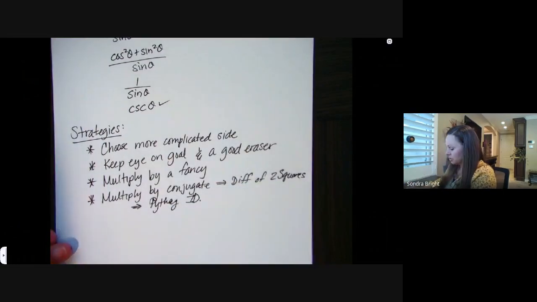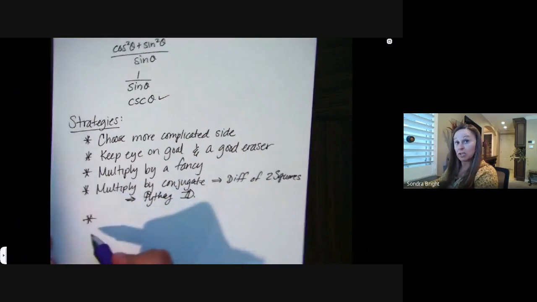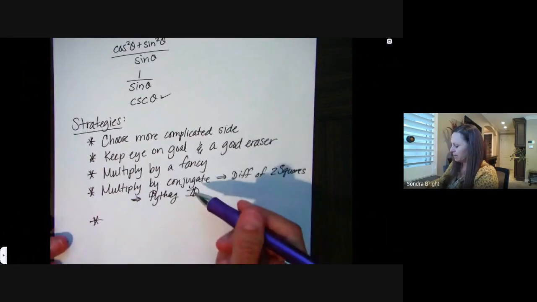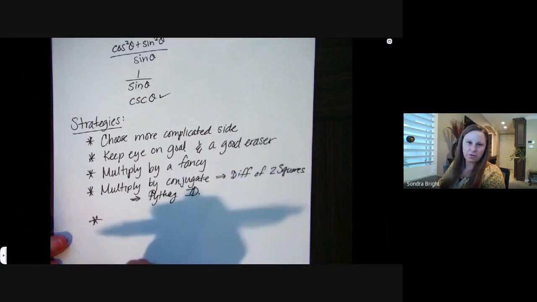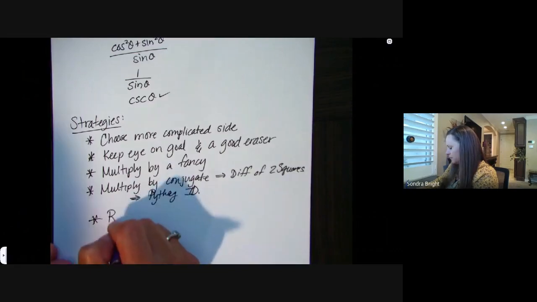And don't jump to this one, because if you can get it to be a Pythagorean identity, your steps will be a lot less work. It'll be way less complicated to prove it. But when you don't see where you can get a Pythagorean identity from anything, then rewrite everything in terms of sine and cosine.